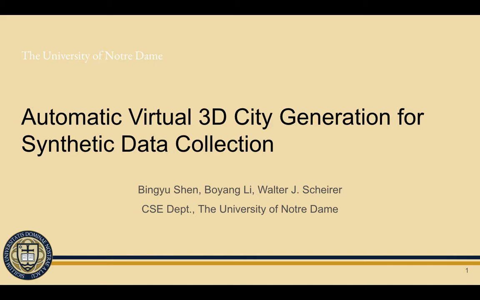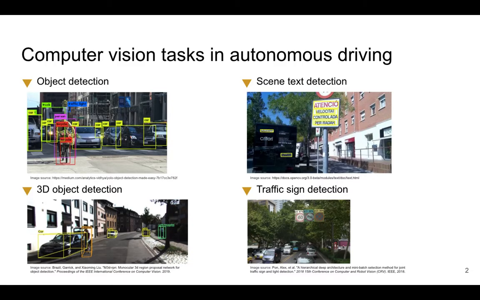Today I'm very happy to share with you our work, Automatic Virtual 3D City Generation for Synthetic Data Collection. As convolutional neural networks achieved huge success in various computer vision tasks, lots of them now have practical usage in the autonomous driving field. These tasks include, but are not limited to, object detection of targets on the road, text detection in the wild, 3D object detection, and traffic sign detection and classification.